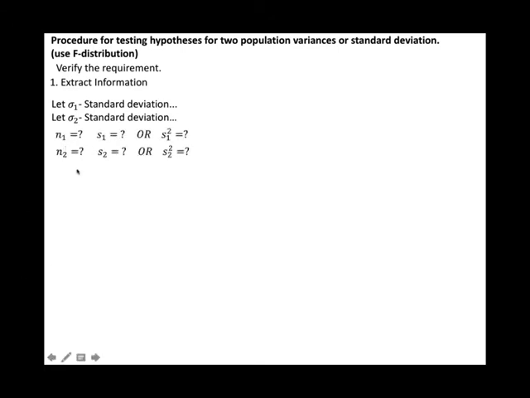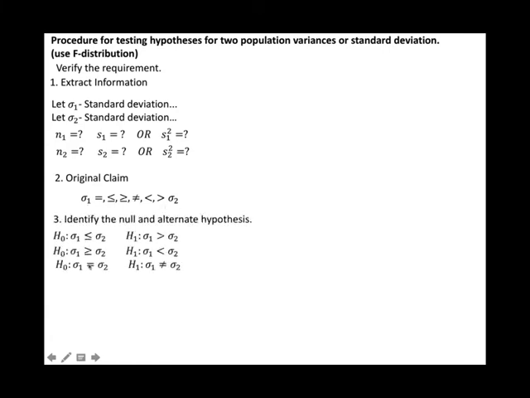Find out the sample size. This part depends on what they give. Sometimes they give you the sample standard deviation, sometimes they give you the sample variance. Either one is fine. Original claim: if we are working on the standard deviation, we are comparing two population standard deviations. Null and alternate hypothesis: again, the equal sign is always in the null hypothesis. The alternate hypothesis will be strictly less than, strictly greater than, or not equal to.